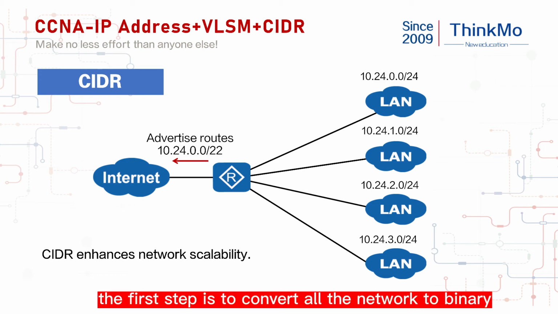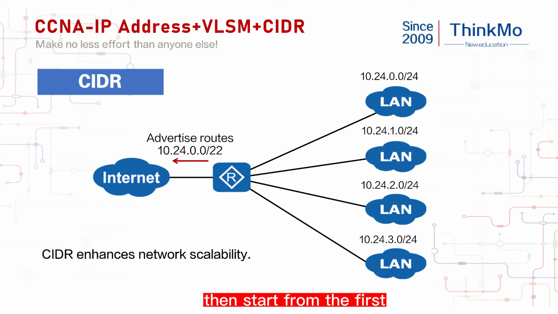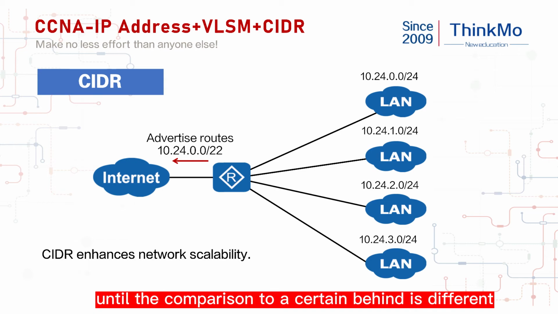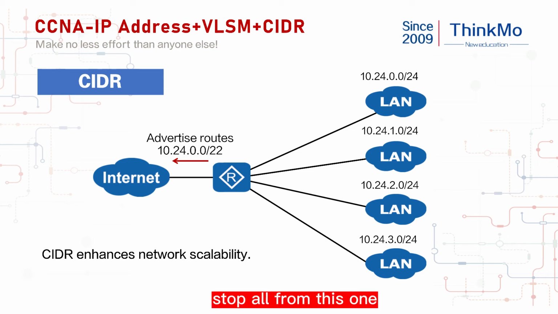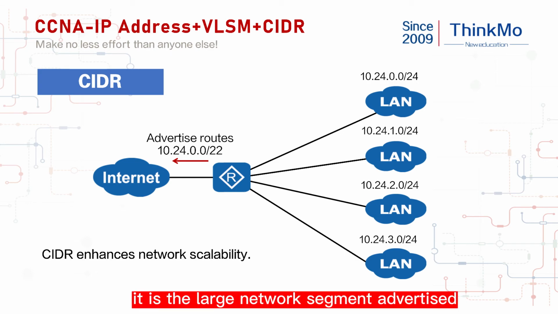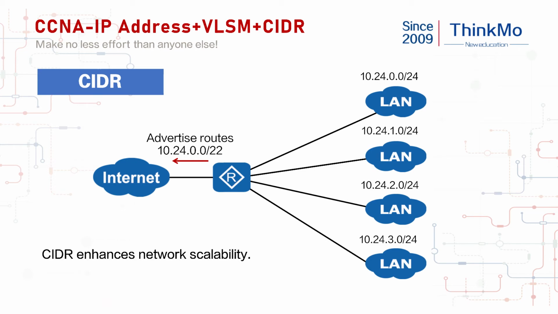The first step is to convert all the networks to binary. Then start from the first and compare later ones, until the comparison reaches a bit that is different. The previous bits are required to be exactly the same. Stop at this one, then set all the following values to 0. Then the front is the network bits and behind are the host bits. It is the large network segment advertised. This is what we call classless interdomain routing.